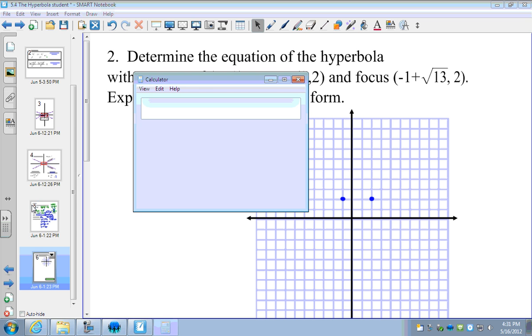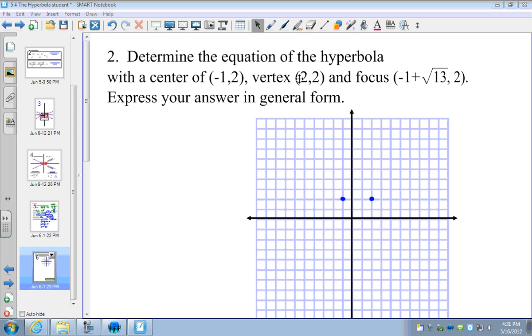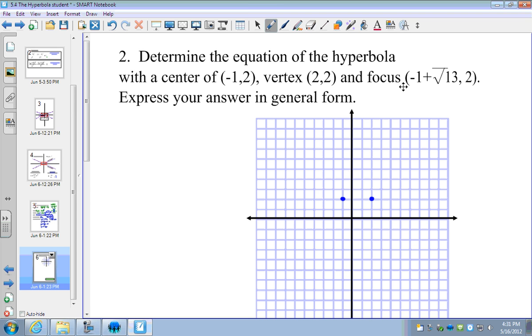So it was root 13 minus 1 is what I'll do. The square root of 13, and then I'm going to go minus 1. So that's about 2.6. So at 2.6 and 2, that is my focus. This is my vertex, and that's my center. Okay? And what I need to do is find my answer in general form. I need to find the equation of this hyperbola.